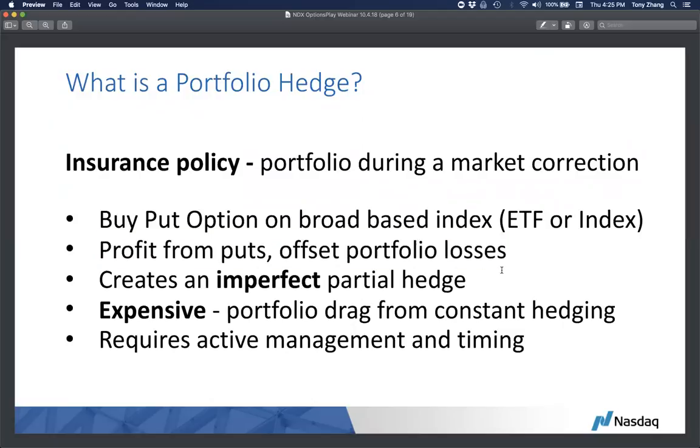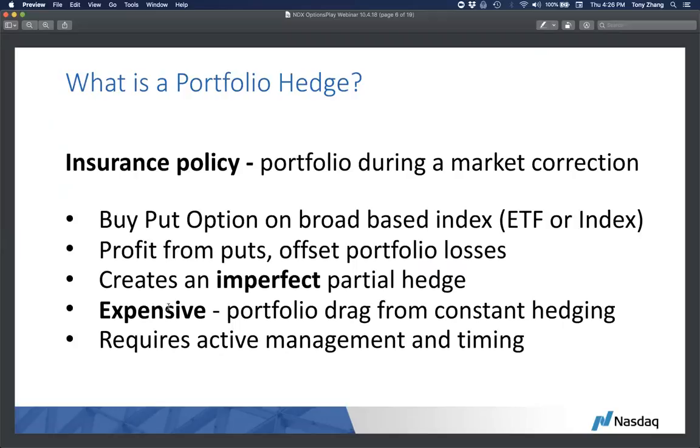Now, it's really important to understand that when you buy a put option on a broad-based index to offset the losses in your portfolio, this creates what we consider an imperfect partial hedge, meaning it's not dollar for dollar, it's not a perfect hedge, but it does protect you to some degree against the losses that you have in your underlying portfolio.